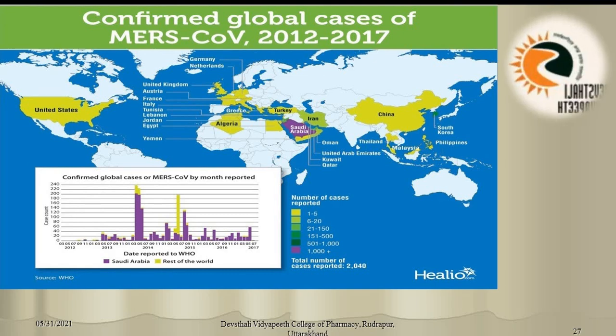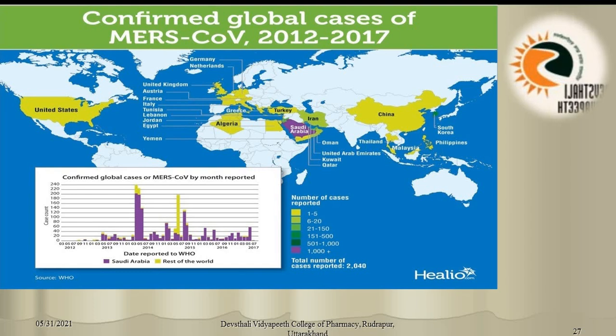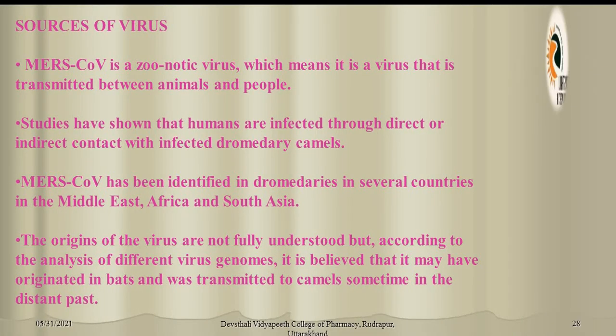And you can see the global distribution of MERS cases from 2012 to 2017, and you can see that the highest leading position is Saudi Arabia with a high number of cases. So MERS-CoV generally affected the Middle East part of the world. What could be the source of the virus?